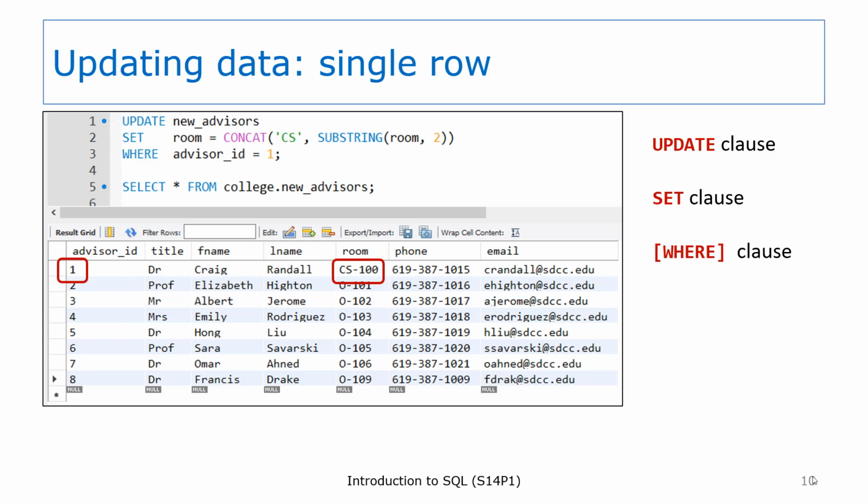In this example, the where clause is used to limit the update to just one row, the row for advisor ID 1. We know for a fact that only one row will be updated since the advisor ID column is the primary key. Because it is the primary key, the value for the advisor ID will be unique in the table. The select statement shown on line 5 is not part of the update. It is shown here just so that the result grid will be shown.